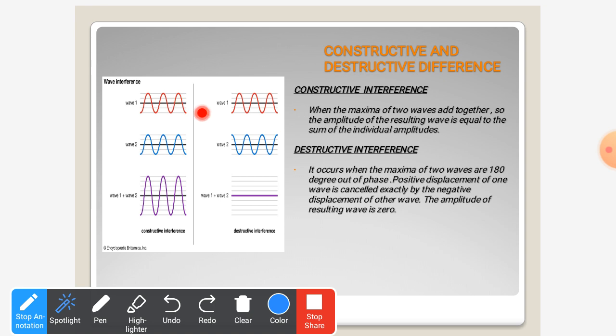Then we talk about destructive interference. What is destructive interference? It occurs when the maxima of two waves are 180 degrees out of phase. 180 degrees out of phase means that when the maximum of one wave is positive, the maximum of the other wave is negative. Hence they cancel each other out, and we get an amplitude equal to 0, meaning the amplitude of the resulting wave is 0. So you can see easily here, this is destructive interference. So this is destructive and constructive interference.